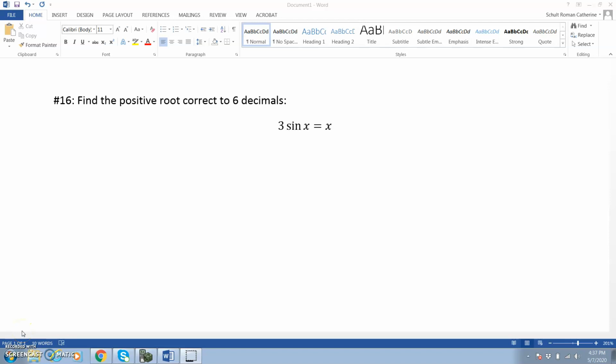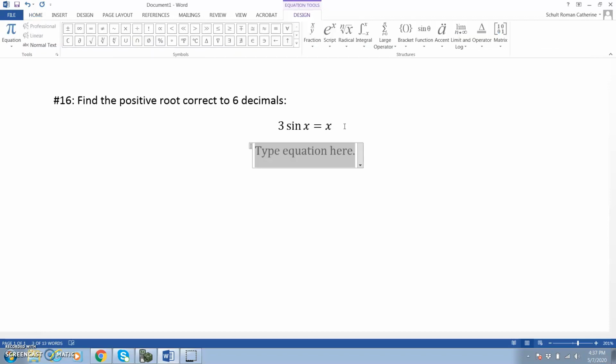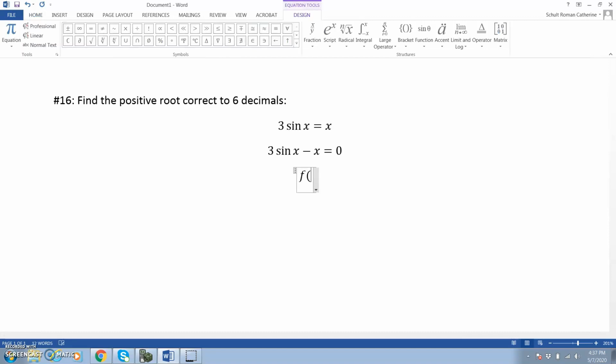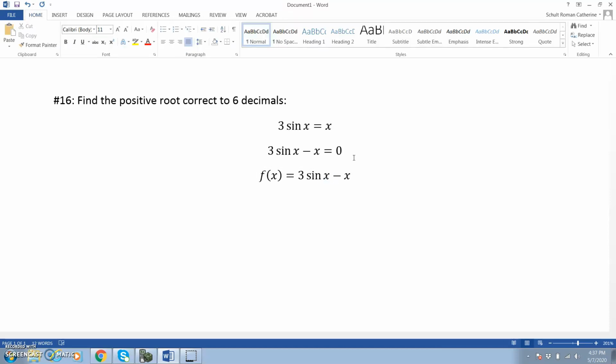All right, so we're doing number 16. We're going to find the positive root correct to 6 decimals of this function. And so we're going to use Newton's method to do this. So let's subtract x from both sides. Now we're going to let that function on the left be our f. So 3 sine x minus x is our function, and we're going to find the roots using Newton's method.